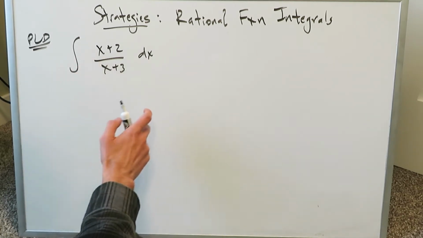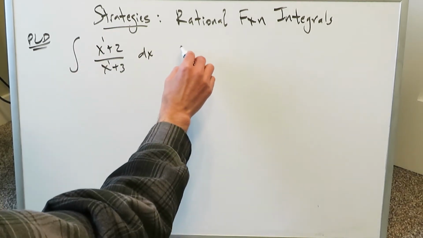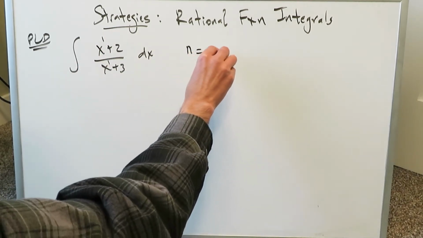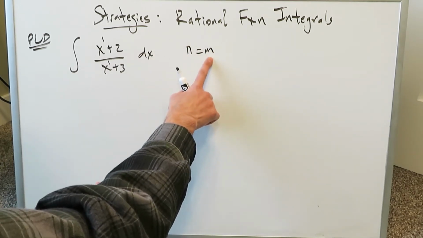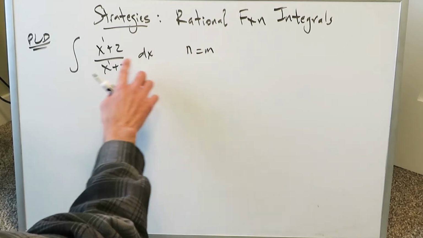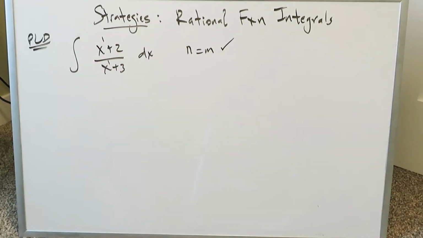And now let's look at the exponents. So you see here you have x to the power of 1, here you have x to the power of 1, so at least here n is equal to m. N is your highest order degree in the numerator, m is your highest order degree of exponent in the denominator. N is equal to m, so you can use polynomial long division. Let's do it.